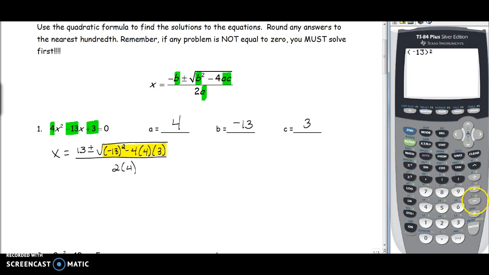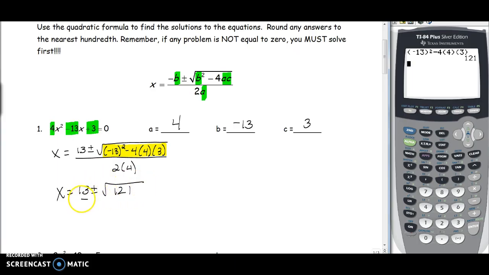squared, minus 4 times parentheses 4, close your parentheses, open another one, 3, hit enter. Inside is 121, so we have 13 plus or minus the square root of 121 over, we can actually figure out the denominator first. 2 times 4, we all know that's 8. The square root of 121, you hit second, x squared, 121 equals 11. So here we have x equals 13 plus or minus 11 over 8.